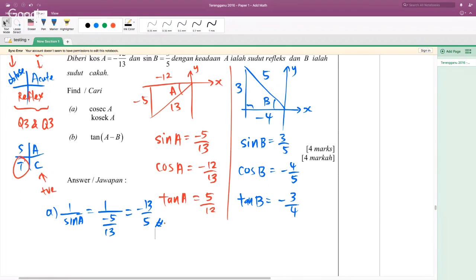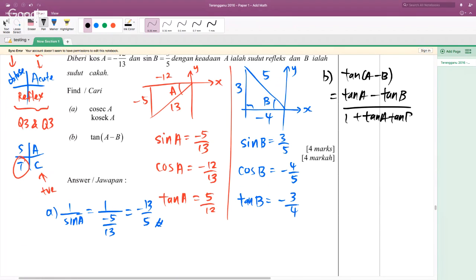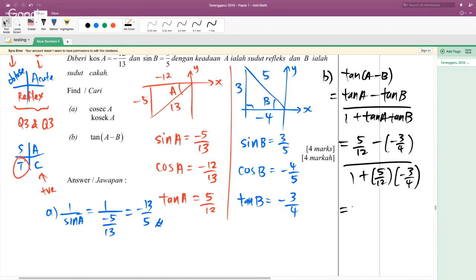All right, very easy. And then for part B, since there's not enough space, I'm going to write here. This is tangent of A minus B. Yeah, you have to refer to your formula. It means tangent A minus tangent B over 1 plus tangent A tangent B. This is just the formula, and the formula is in your formula list, so you don't need to worry about this one. So tangent A is 5 over 12, minus tangent B, which is -3 over 4, over 1 plus 5 over 12 times -3 over 4. And the rest of the job you let the calculator do for you.